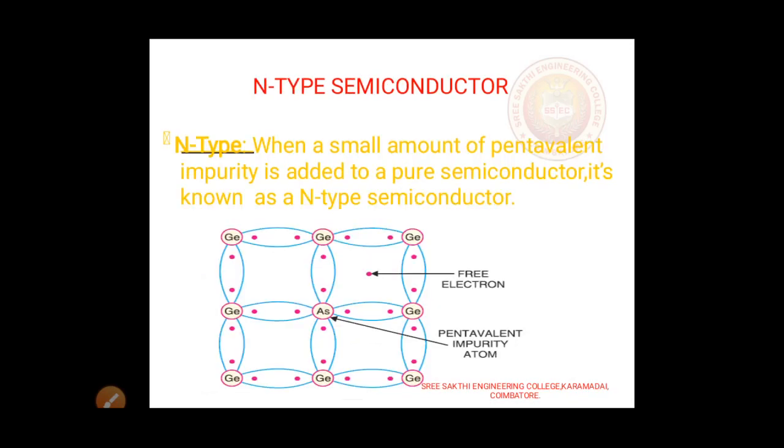Next one is the N-type semiconductor. Here we are adding pentavalent impurities to the pure semiconductor material, which is known as the N-type semiconductor material. Here pentavalent means 5 electrons at the outermost orbit of the impurity atom. Here the 4 electrons of the germanium atom are combined with 4 electrons of the arsenic atom. The remaining one is the free electron, which is used to increase the conductivity of the material.